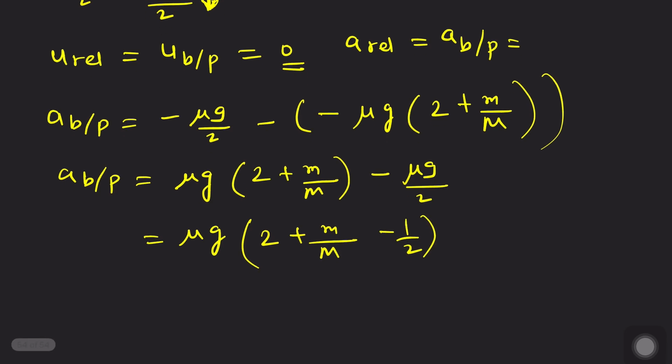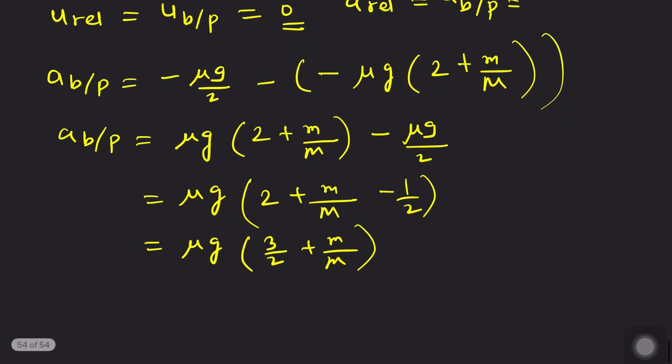So mu g, this will become 3 by 2 plus small m by capital M. Later we will see how they have reported the value, but for calculation purposes, this is the acceleration of the block with respect to the plank.